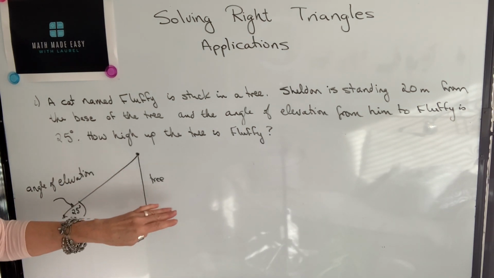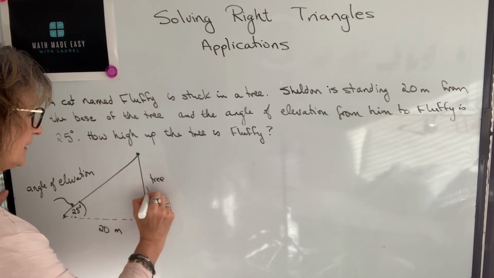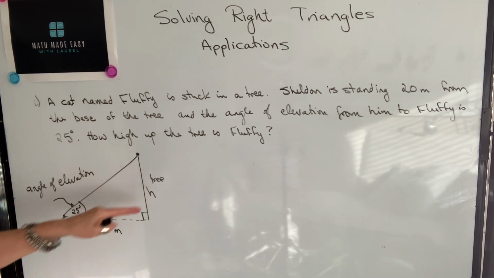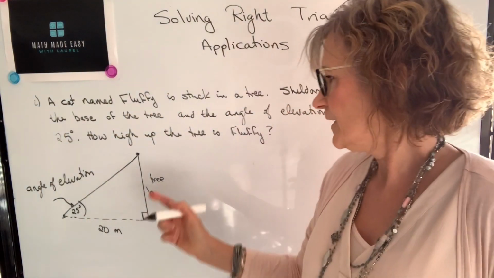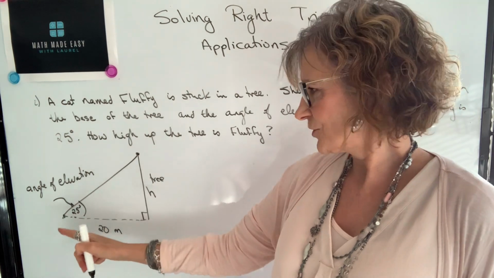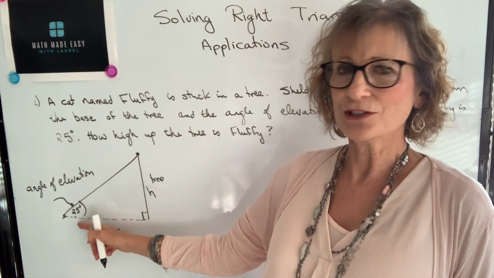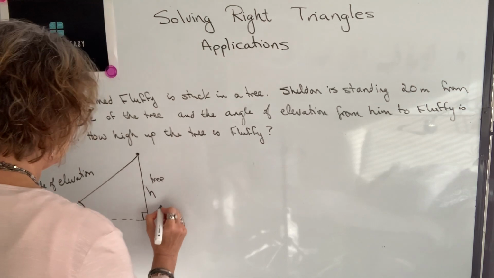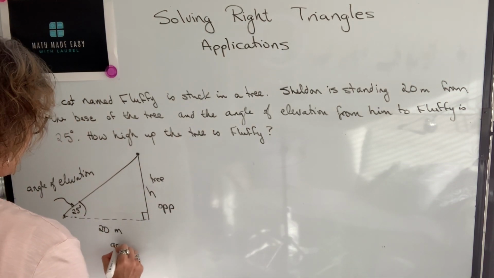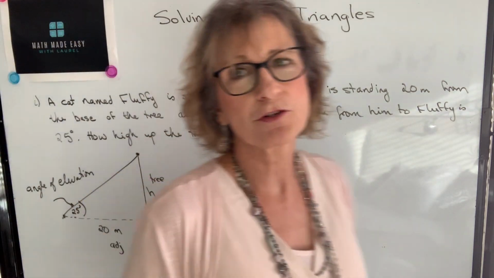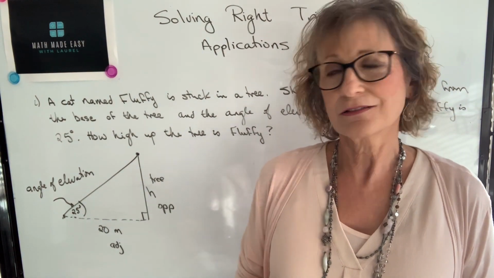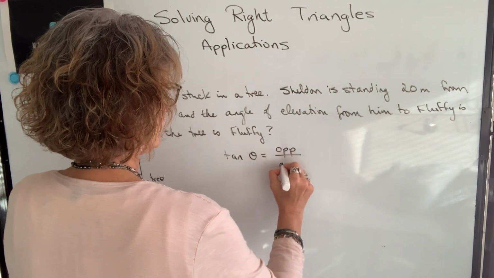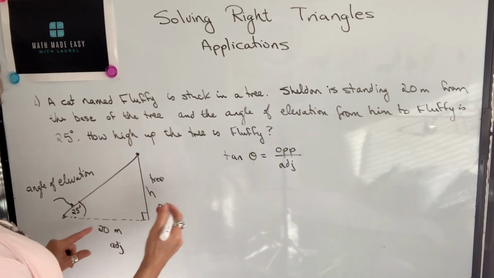The question asks us to find how high up the tree Fluffy is, so we want to find this height here, which I'll call h. So now we've got our right triangle. Here's our right triangle, our right angle. So we have a right triangle, and we're going to solve for h. We define what our sides are in relation to the angle that we're given to determine what trig function we're going to use. So in terms of this angle, this side is the opposite side. This side is the adjacent side. We don't care about the hypotenuse, and the trig function that uses the opposite and the adjacent sides is the tangent function. So tangent of an angle is the ratio of the side opposite the angle to the side adjacent to the angle.